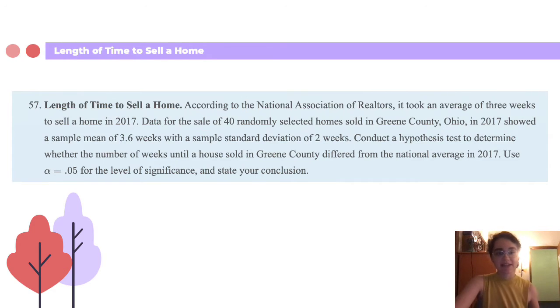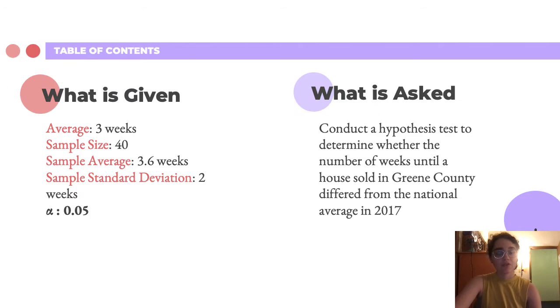Conduct a hypothesis test to determine whether the number of weeks until a house sold in Greene County differed from the national average in 2017. Use alpha equals 0.05 for the level of significance and state your conclusion. So what is given to us is the average, sample size, sample average, sample standard deviation, and alpha. What is asked of us is to conduct a hypothesis test to determine whether the number of weeks until a house sold in Greene County differed from the national average in 2017. The key here is to do a hypothesis test.